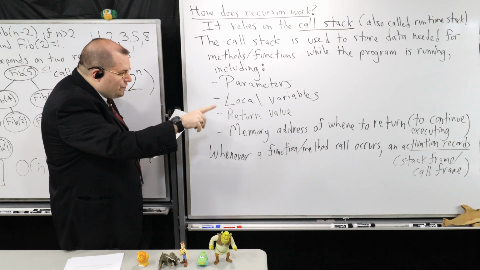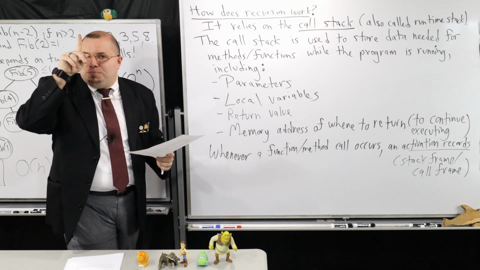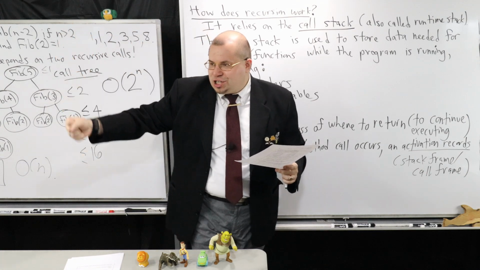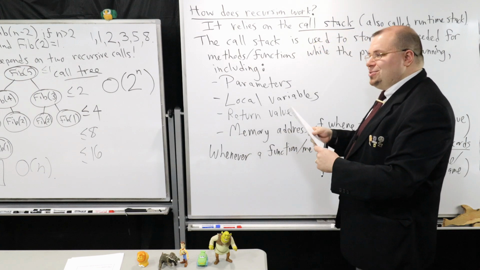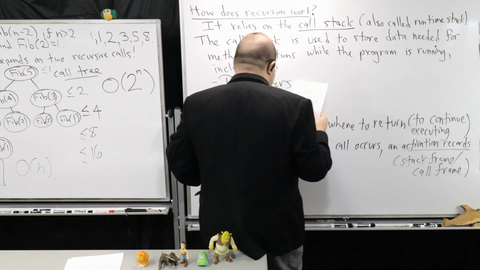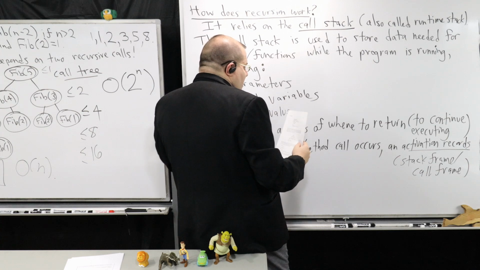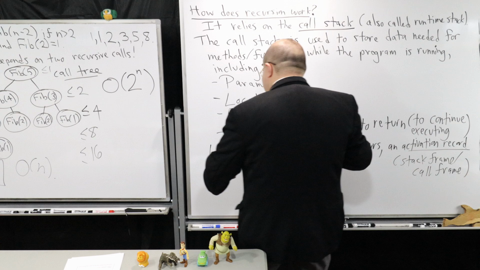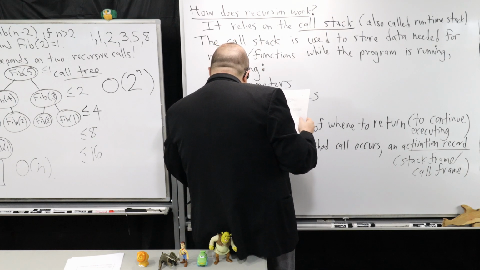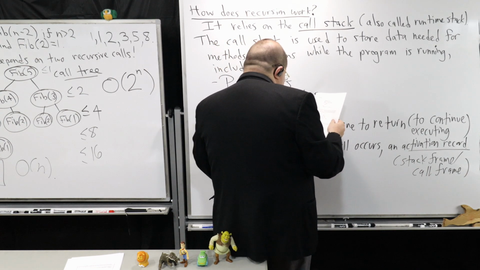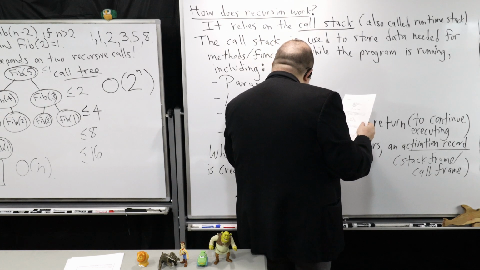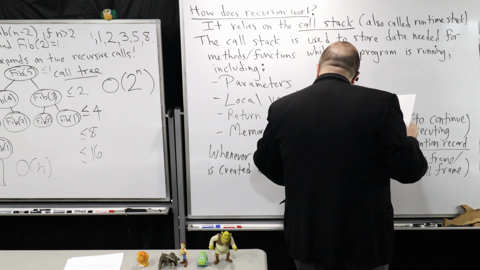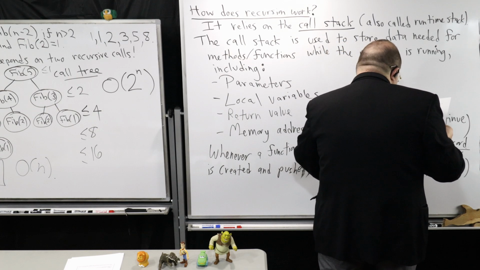So when you make a function call, what actually happens is it gets pushed onto this call stack. Remember we talked about what a stack is, and we push elements onto a stack? That's exactly what's going to happen. An activation record is created and pushed onto the call stack.